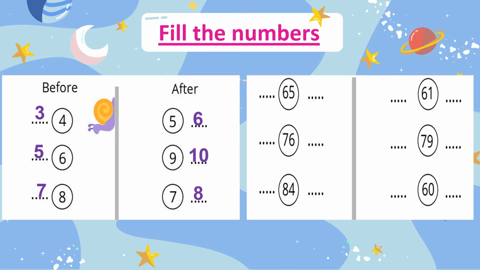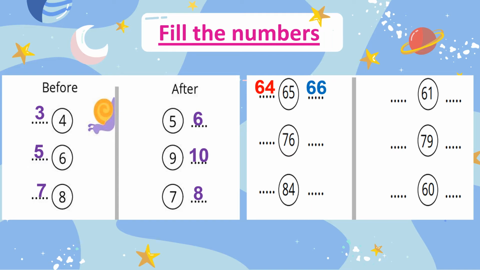Okay, here he put 65 between two numbers, or I can say in the middle. So he wants the number before and after. First let's start with the before numbers. Here, what is the number before 65? 64. So we have 64, 65, then 66.